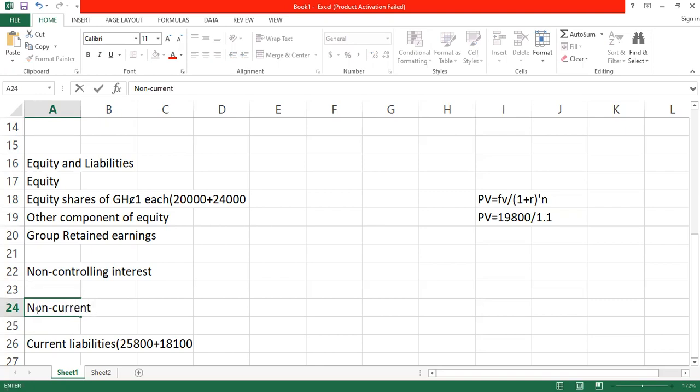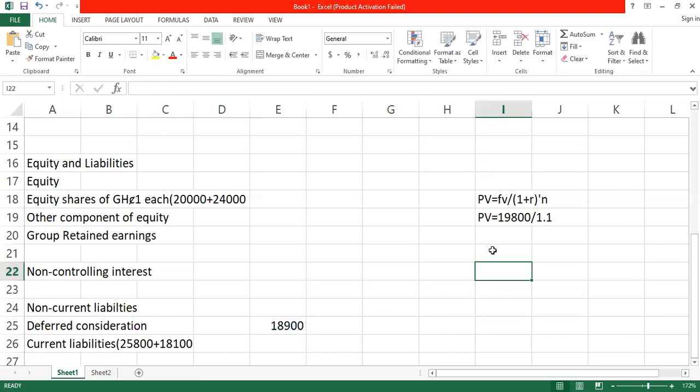Non-current liabilities, because this will be paid later. If you like, you can also do it as a current liability because it will be paid 6 months from now. So deferred consideration of 18,900. We can go ahead and put the 18,900.